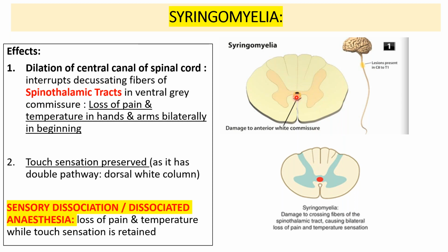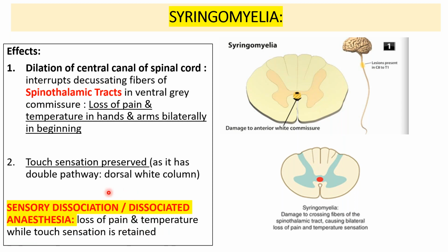So this kind of anesthesia, because earlier we saw loss of posterior column sensation and spinothalamic pain and temperature sensation, everything was lost. But here this kind of anesthesia is sensory dissociation or dissociated anesthesia, in which there is loss of pain and temperature while touch sensation is retained.